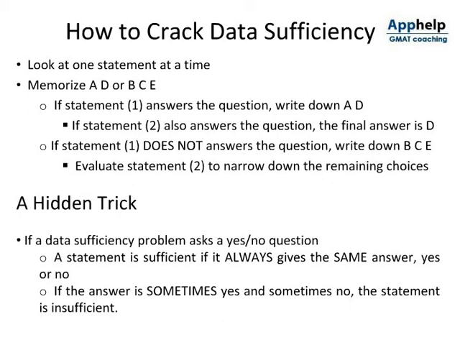A hidden trick: if a data sufficiency problem asks a yes-no question, a statement is sufficient if it always gives the same answer, yes or no. If the answer is sometimes yes and sometimes no, the statement is insufficient.